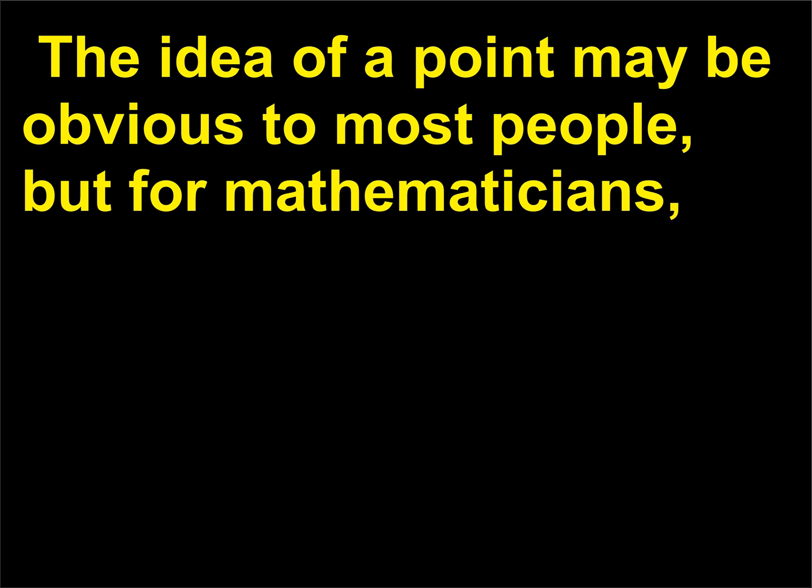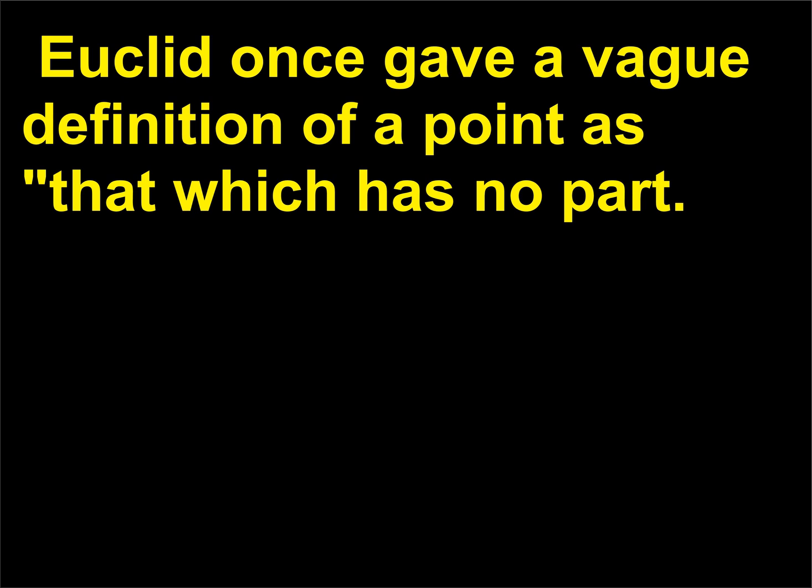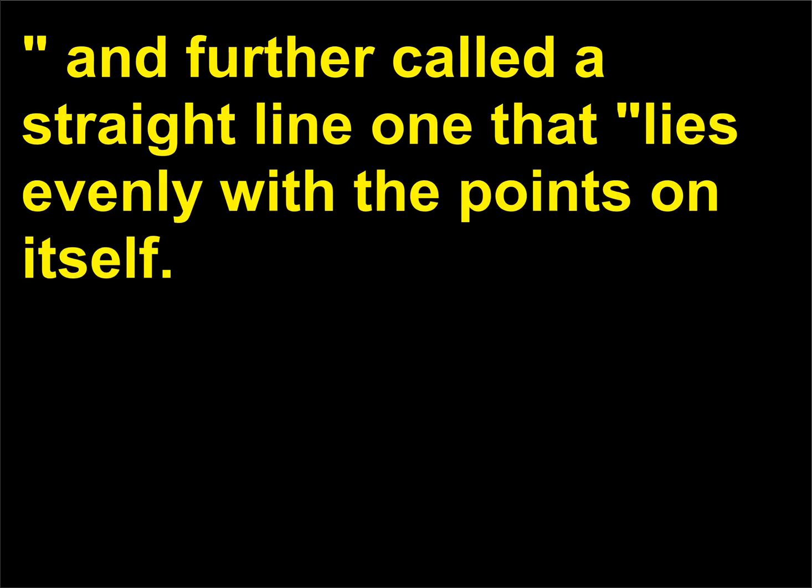The idea of a point may be obvious to most people, but for mathematicians, describing and dealing with points is not straightforward. For example, Euclid once gave a vague definition of a point as that which has no part. Euclid also called the line a breadthless length, and further called a straight line one that lies evenly with the points on itself.